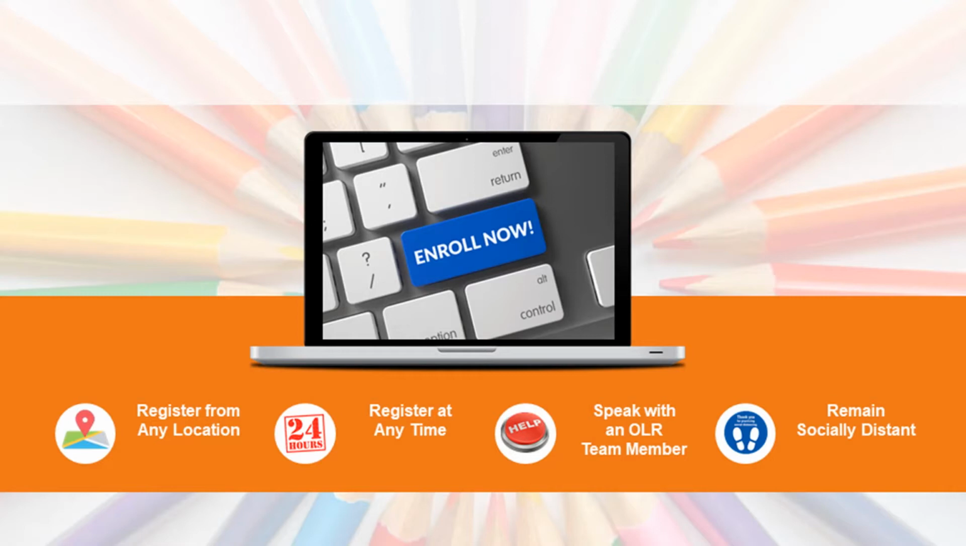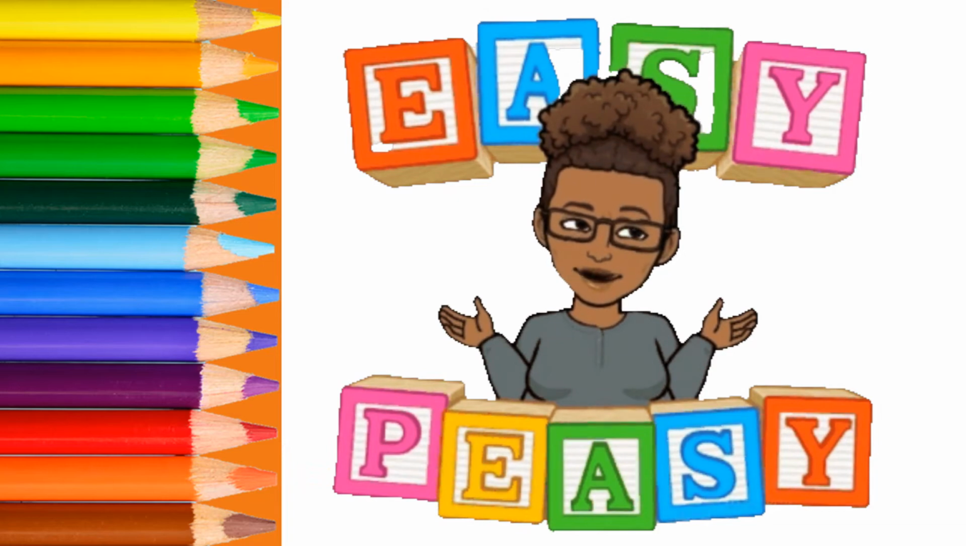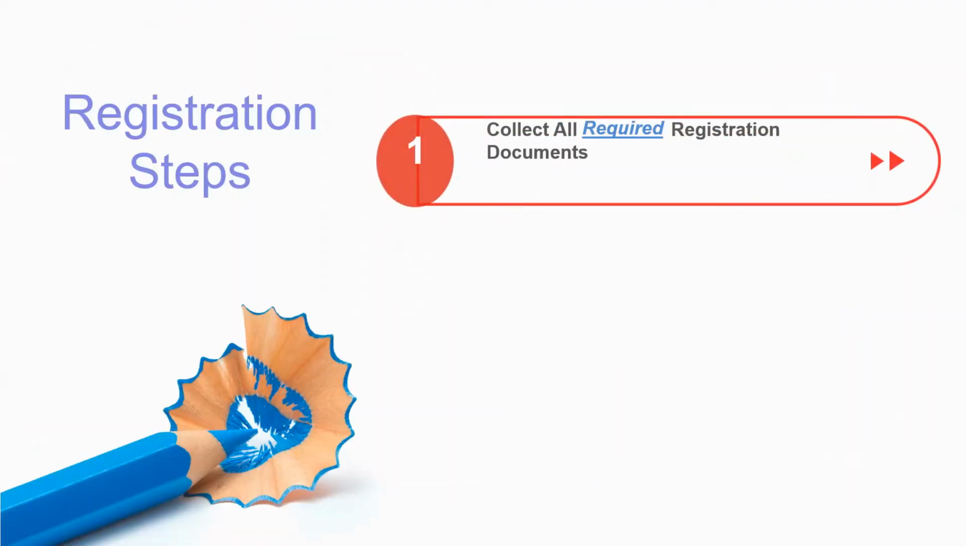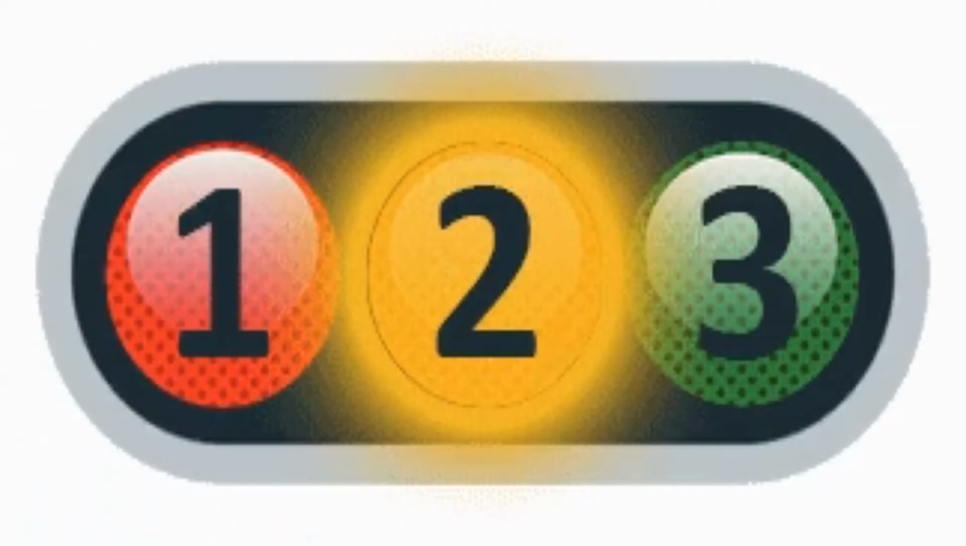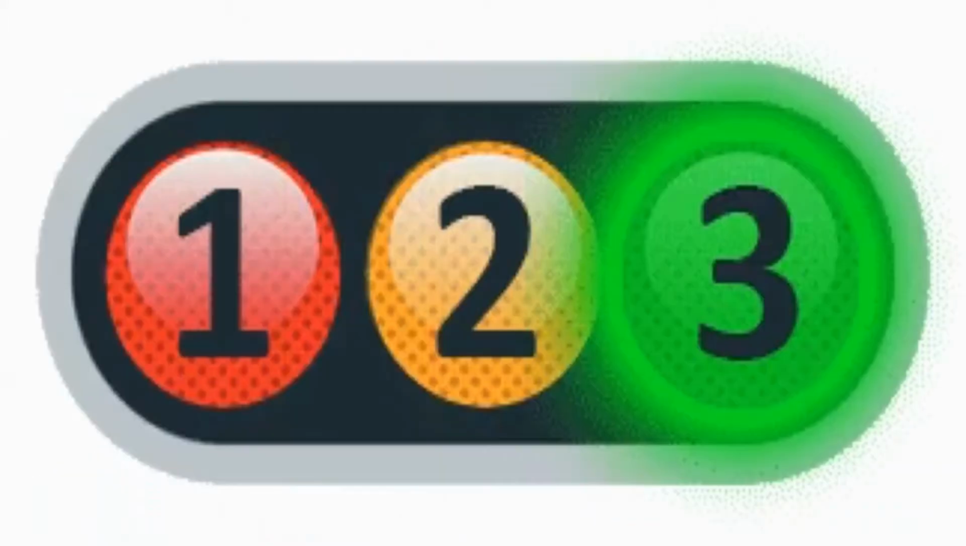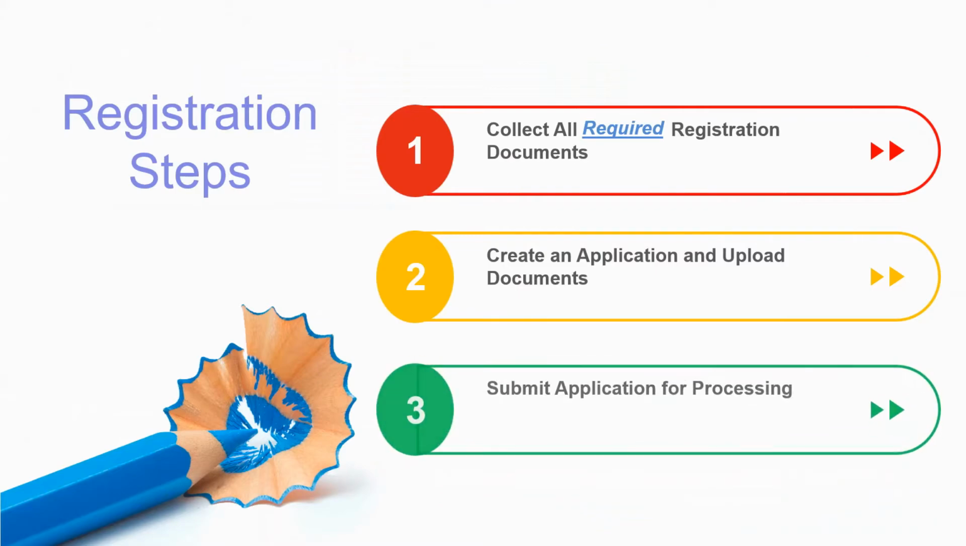Parents and guardians can receive assistance with the OLR process by contacting an OLR team member, all while remaining socially distant. Online registration is as easy as Step 1, collect all required registration documents. Step 2, create an application and upload documents. Step 3, submit application for processing.